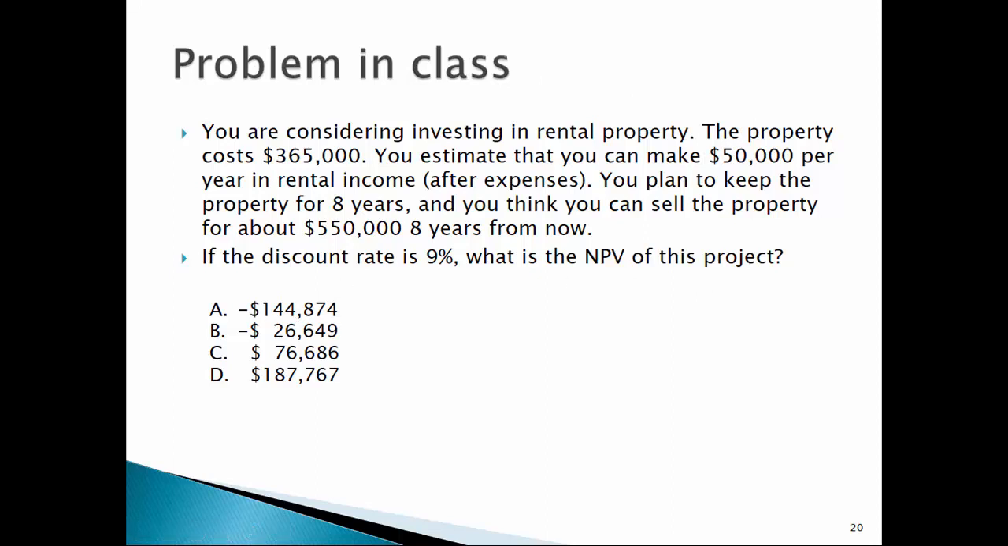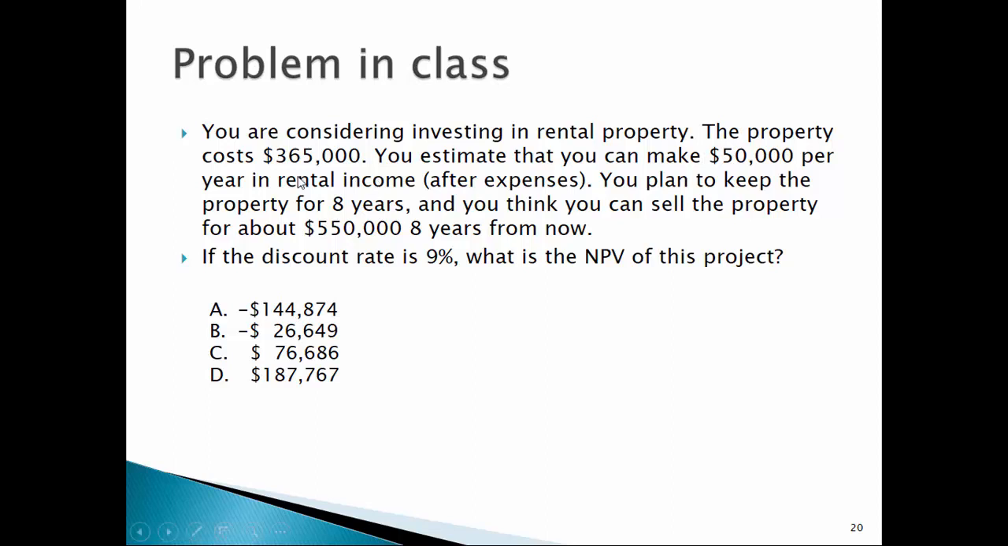So again, take a moment, try to figure this out on your own. You're going to get 8 payments of $50,000. In the last year, you'll also get $550,000. And so if the discount rate's 9%, what's the NPV of this project? So I encourage you to stop the recording, try and get the right answer here. Let's talk about how you do that.